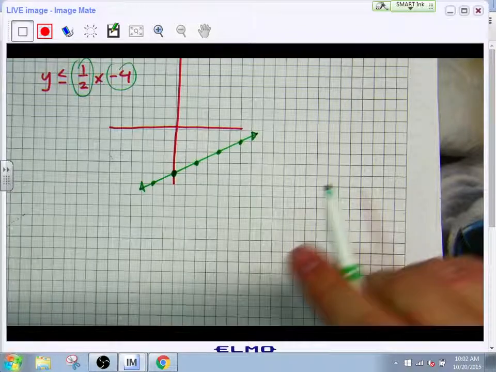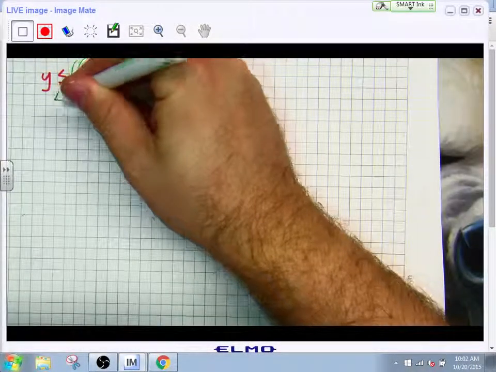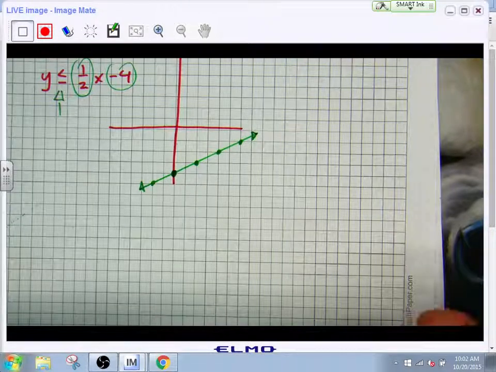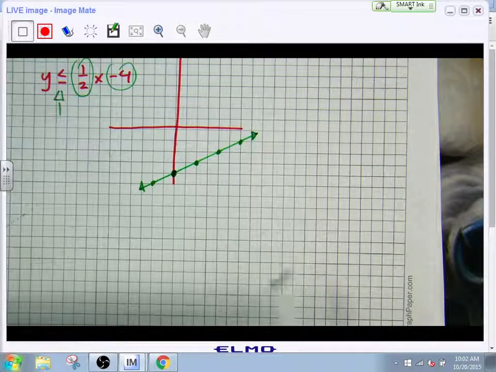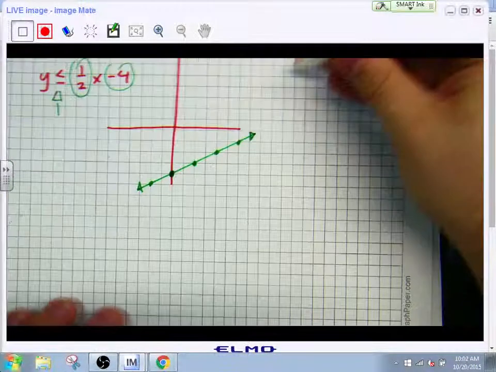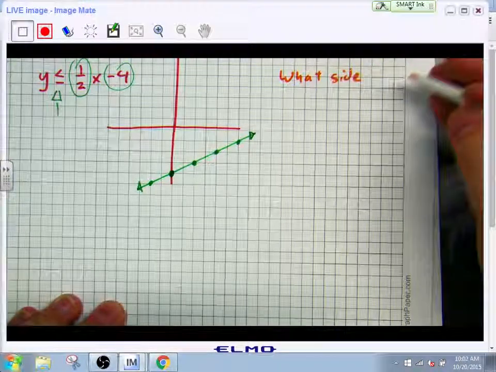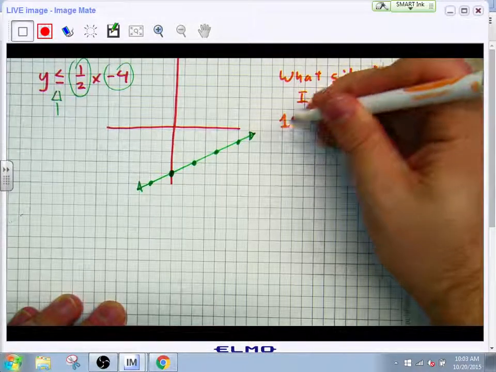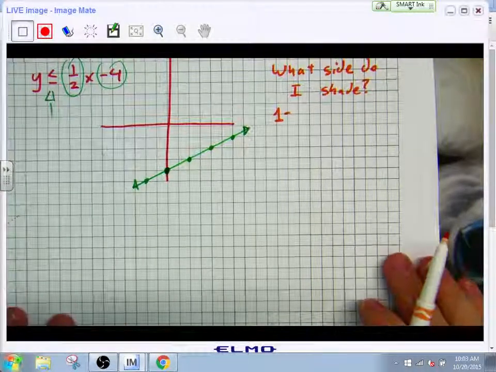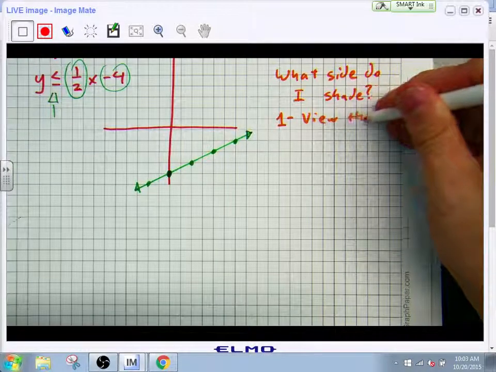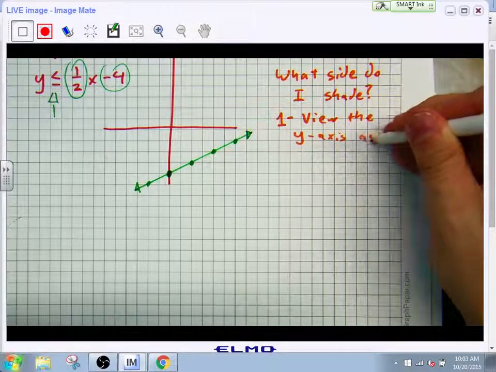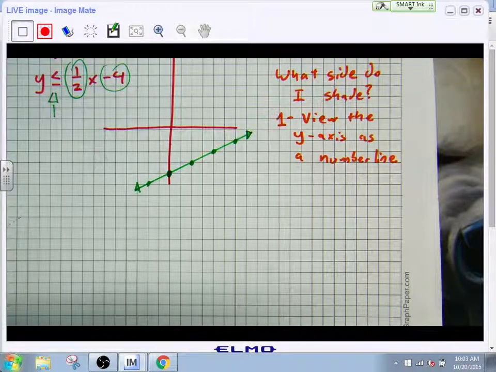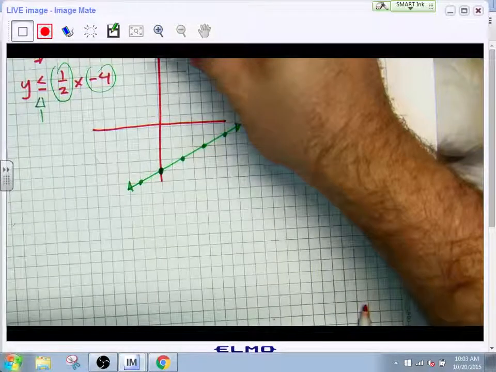And finally, this is the part that I think we're struggling with, is we have to look at this here where it says y is less than or equal to y. Now, there's two ways that I like to think about it to figure out which side do I shade. Okay? What side do I shade? There's method one. Method one is view the y-axis as a number line. So what do I mean by that? View the y-axis as a number line. Well, this is our y-axis, right?